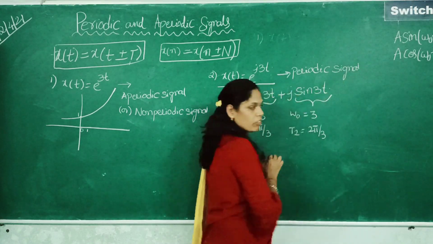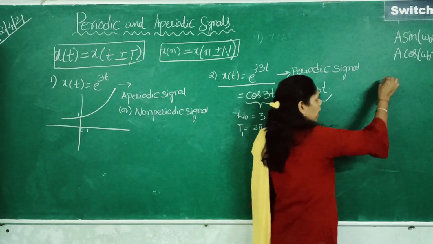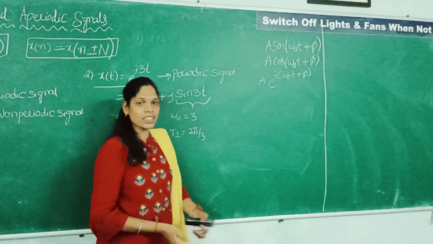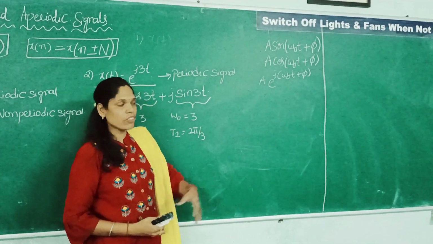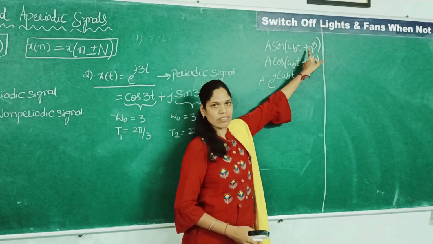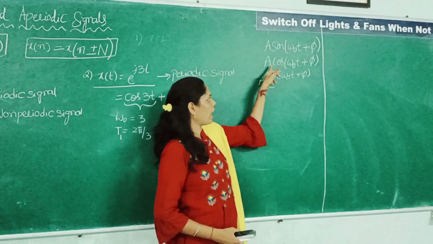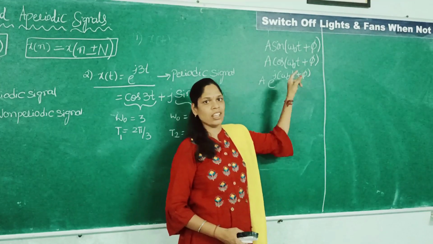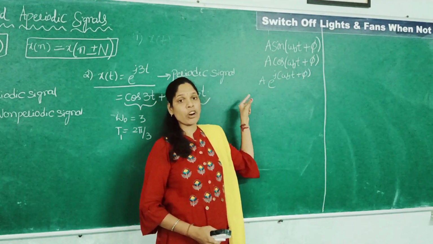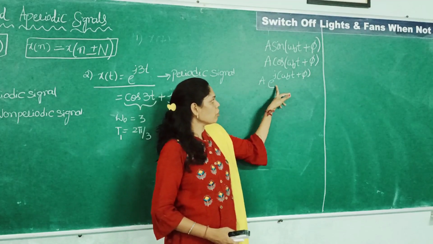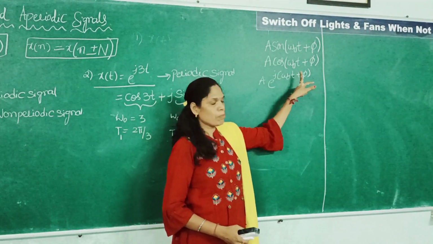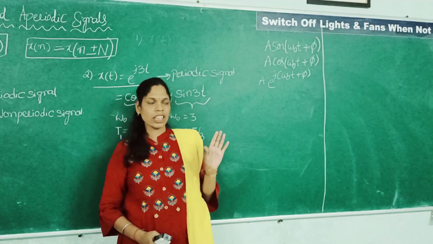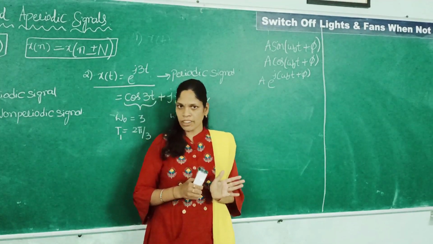So whatever I have discussed till now: if the signal is in the form of a sin omega naught t plus phi, that is periodic in nature. And in the second example, a cos omega naught t plus phi is also a periodic signal. And the third one, which is nothing but a complex exponential, a into e power j omega naught t plus phi, is also periodic in nature. These three examples are for only one signal that I have considered here.